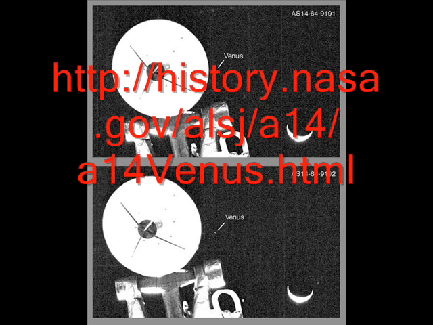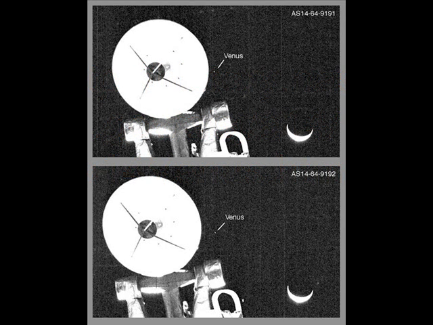Here's a picture from the Apollo Lunar Surface Journal. It shows two pictures of the Earth and Venus taken from the Moon. It's derived from these two NASA photographs.